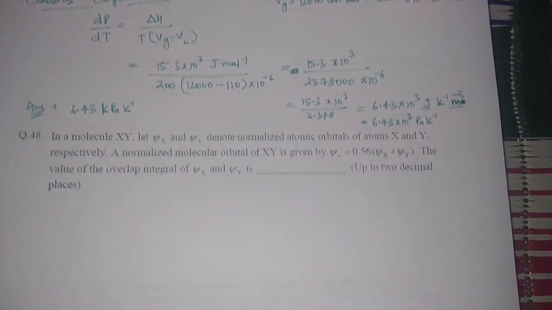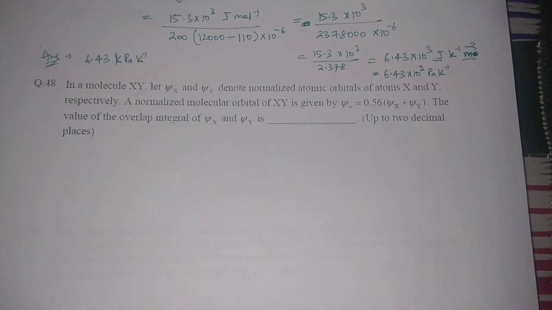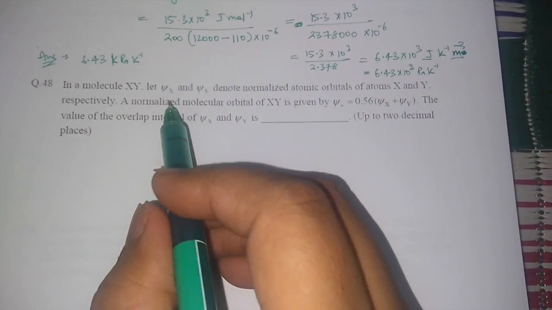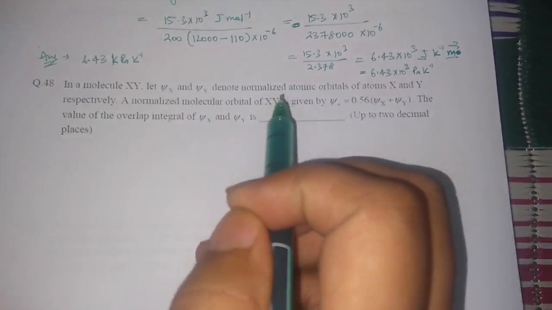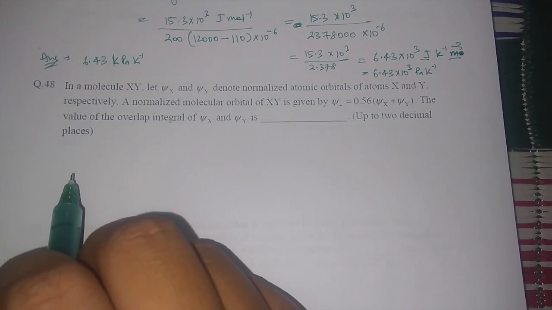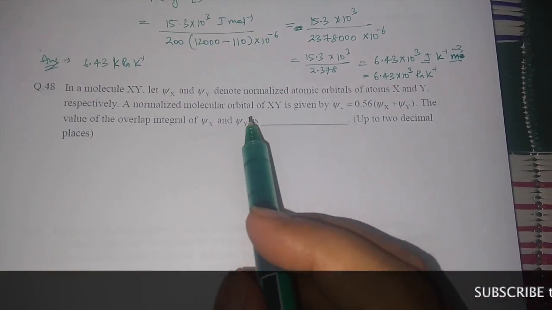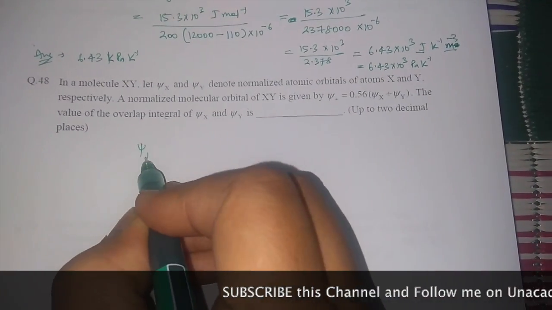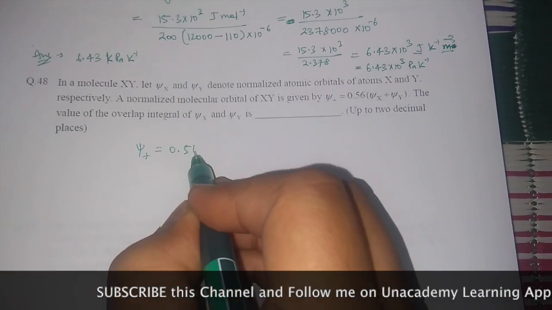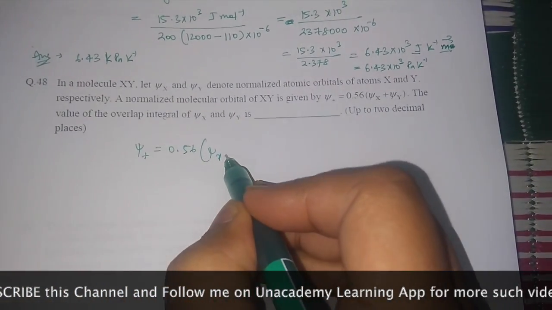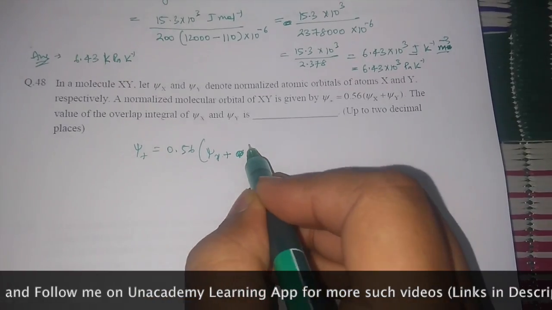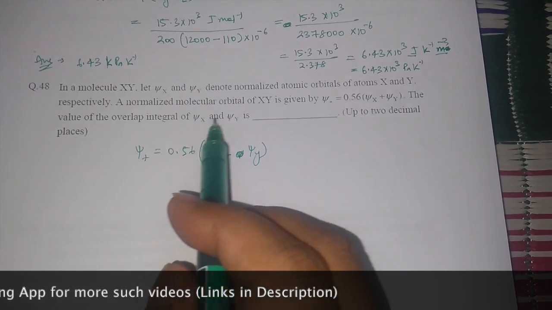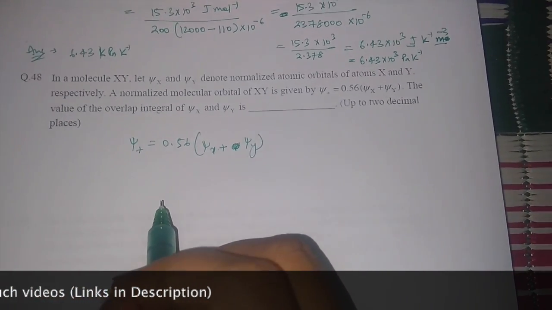Now let's take one more question, and that is from the quantum part, and this is a very easy question. It says that for molecule xy, psi x and psi y denote normalized atomic orbitals of atoms x and y, and the normalized molecular orbital for xy is given by psi plus equals 0.56 times (psi x plus psi y). You have to tell the value of the overlap integral of psi x and psi y.